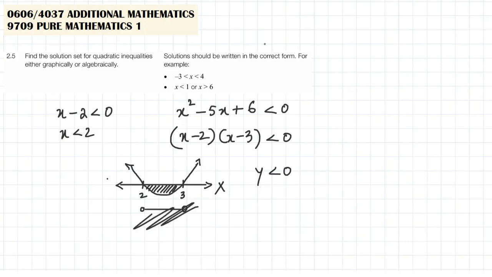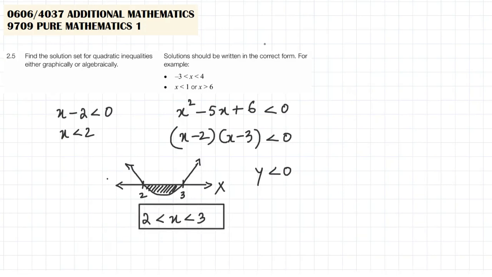So you don't need to put this notation, the parabola is enough. You're studying quadratics, so in quadratics, it's really useful to sketch a parabola and then decide what is the desired region. So the answer is x should be within 2 and 3.